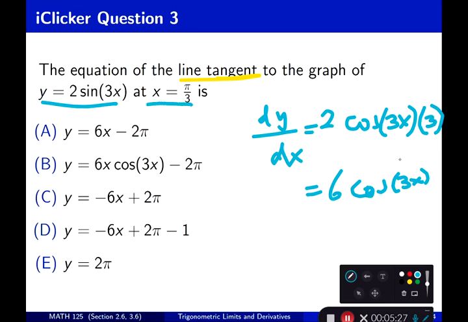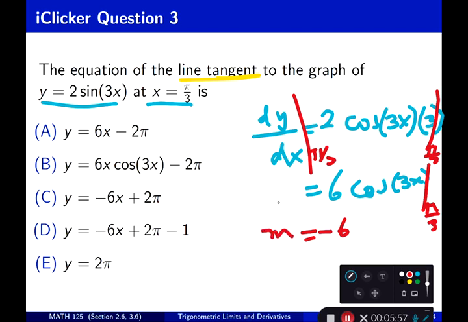What is cosine of 3 pi third? Cosine of pi, and that is -1. So if I evaluate at pi third, the answer is going to be -6. So this is the slope of the tangent line.